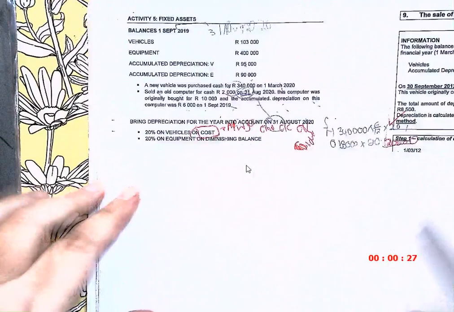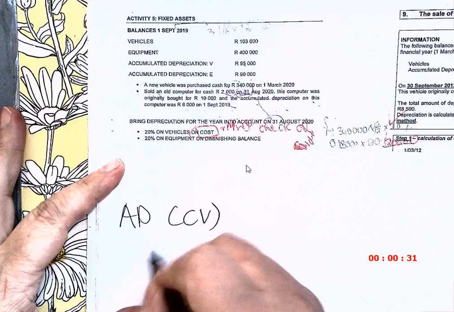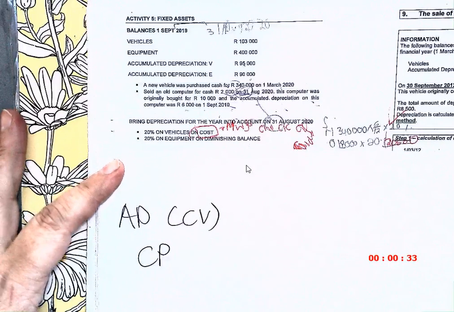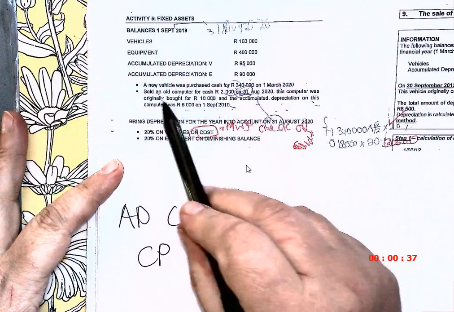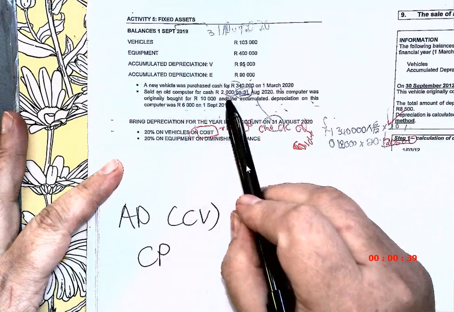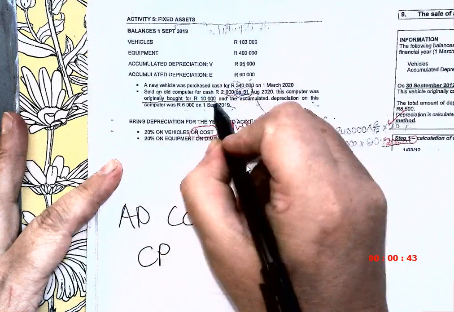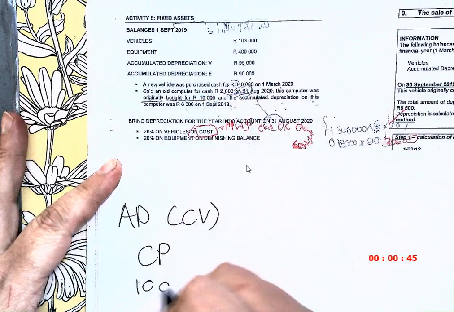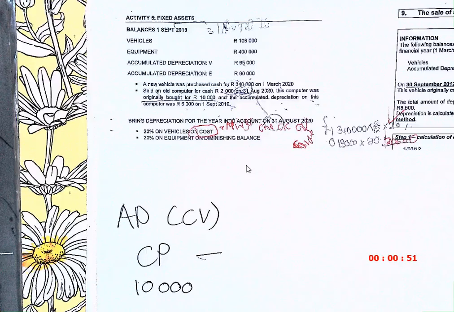Okay. So now if I want the asset disposal carry value, I need the cost price of the asset that I sold. That cost price, they tell me, we sold it for 2, but we originally bought it for 10. Okay? Then I want to subtract the accumulated depreciation up to date.